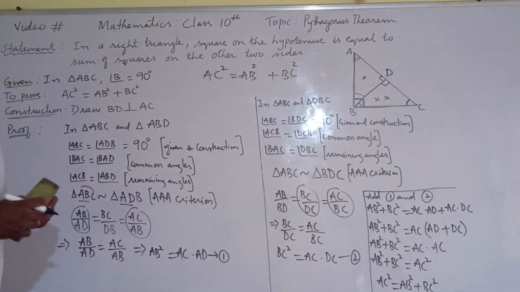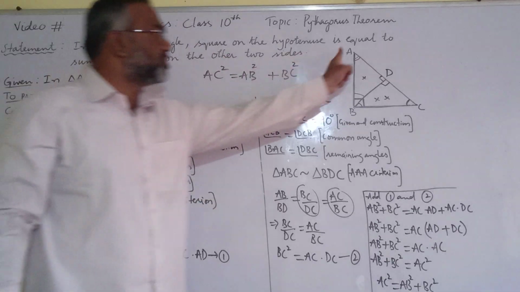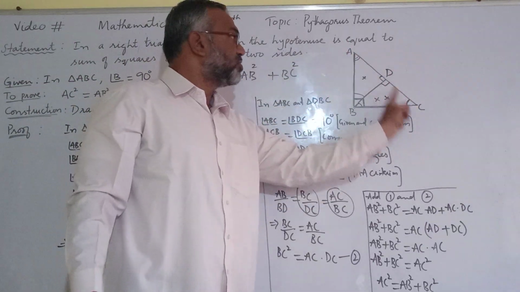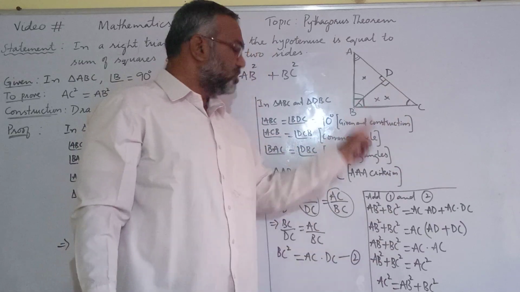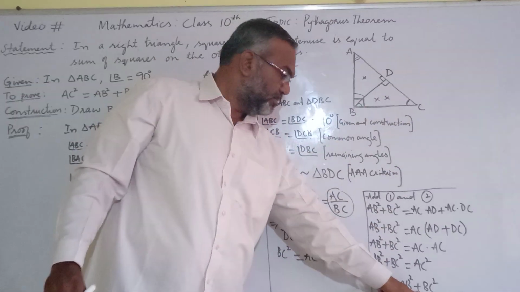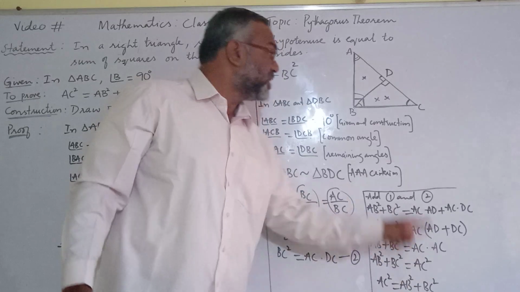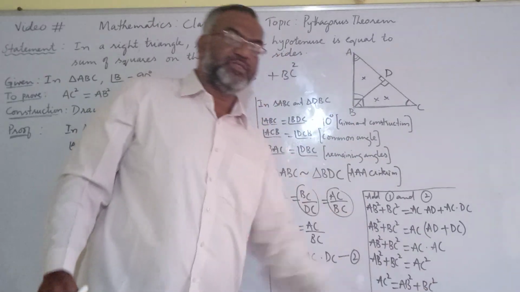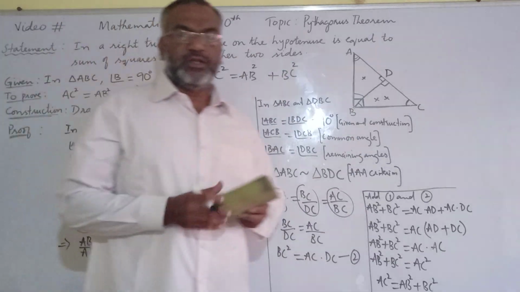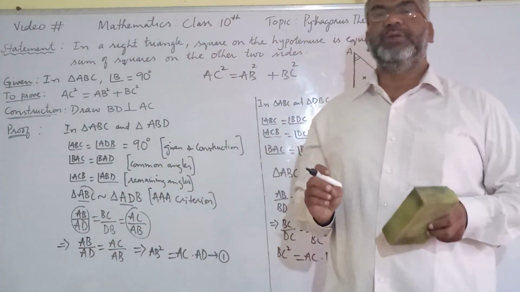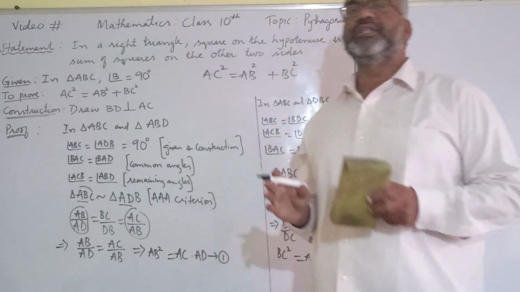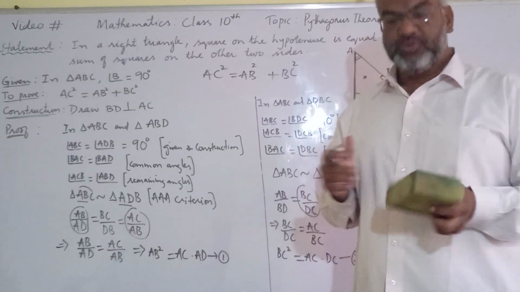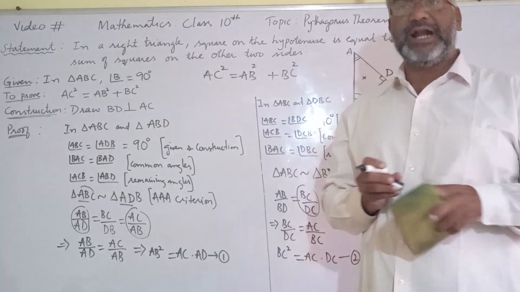This is Pythagoras theorem. AC is the hypotenuse of this big triangle ABC. Square on the hypotenuse AC is equal to the sum of squares on the other two sides. The other two sides are AB and BC. This is Pythagoras theorem, a very important theorem. Many times it has appeared in exams. It is very useful in 10th as well as in PUC. So learn it well, practice well.